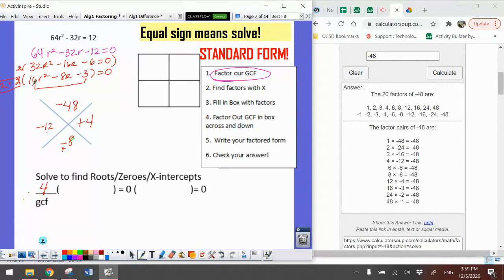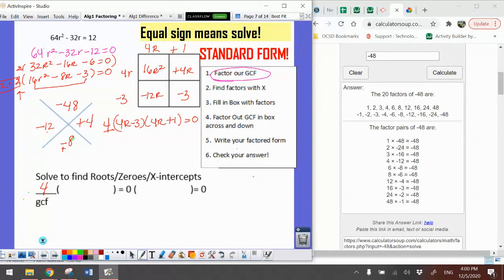So now when I go up to my box, I'm going to use the 16 r squared and the negative 3. I'm not going to use the 64 because I've factored out that 4. Okay? So the negative 12r, the positive 4r. Here, I can take out a negative 3. Remember, if they both are negative, take it out. Here, I can take out a 4r. 16 and 12, I can take out a 4 and an r. And 4 and negative 3, that's going to be a 1. So my factors, I have 4r minus 3 and 4r plus 1. And I also have my 4 here. Okay, that's the GCF that's out here on the side. And it's equal to 0.